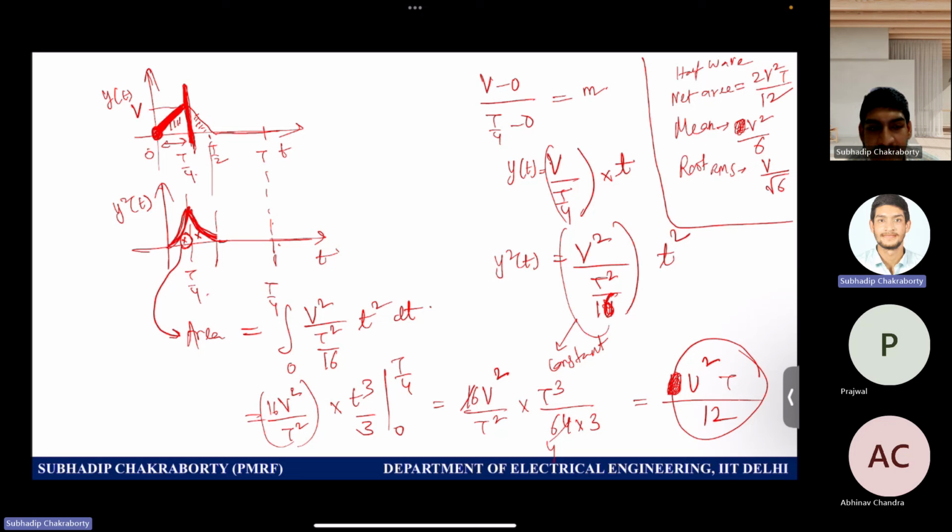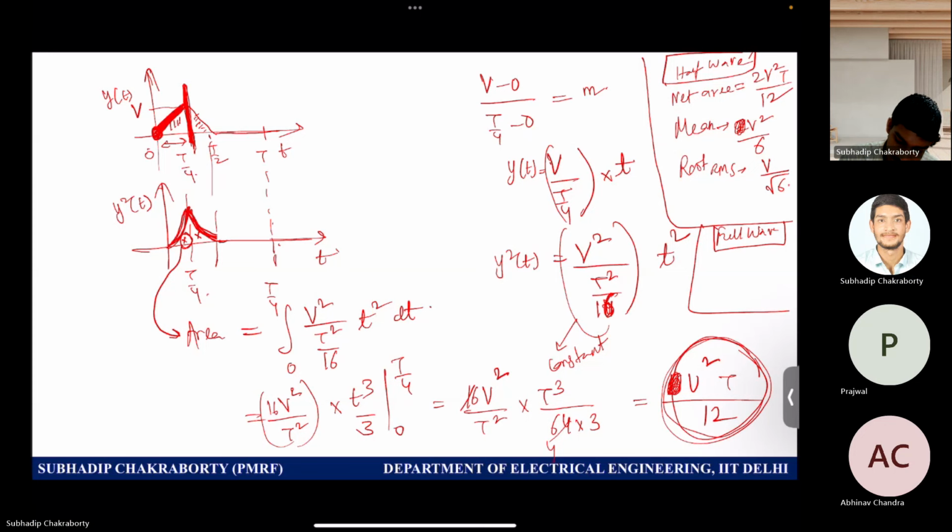And for the other one, which is having a full wave, so this is for half wave. Now full wave let us do, okay? Full wave, how many times would you have this area? 1, 2, 3, 4 times. So 4 times v square T by 12, and then you take the mean over one time period, and then you take the root. So that will be the RMS strength. So v by root 3.